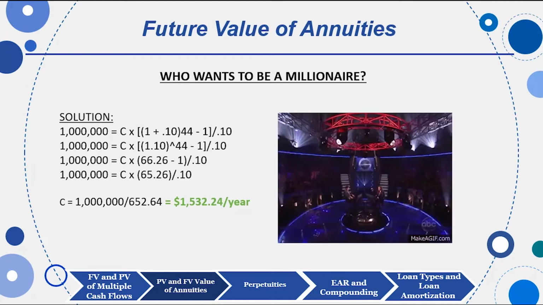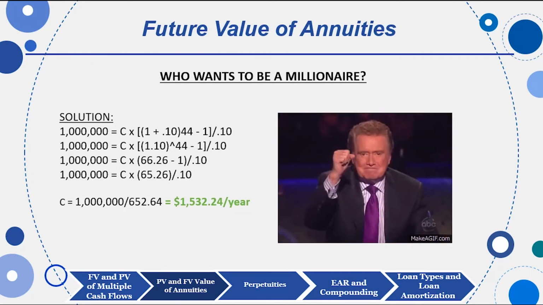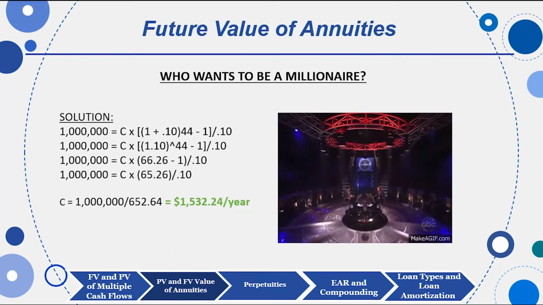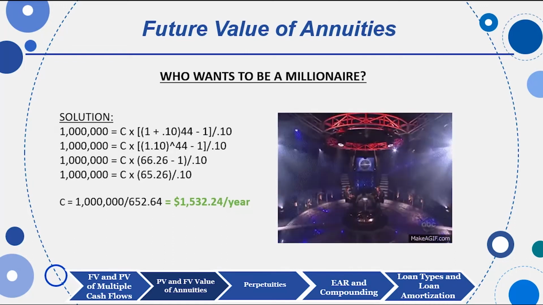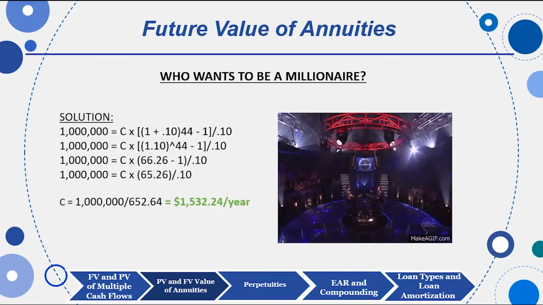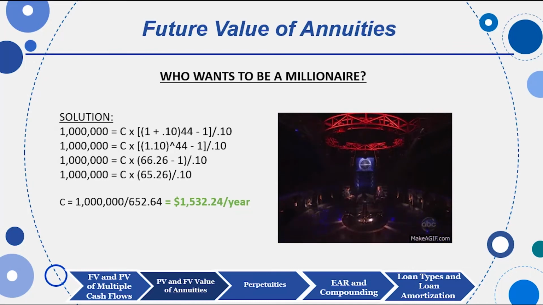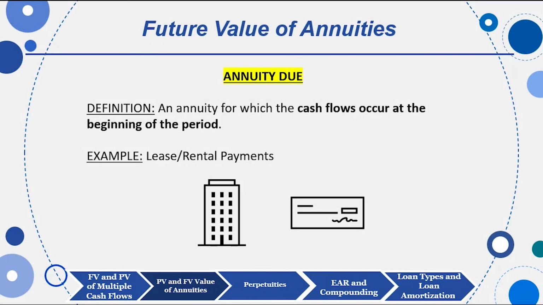And if you do the math, you find using the future value annuity formula that you need to invest $1,532.24 each and every year, same amount each year for 44 years, versus Chapter 5, which was lump sum time value of money, one big lump sum of $15,091 will also get you there if you're fortunate enough to have that money in the bank and can invest it.